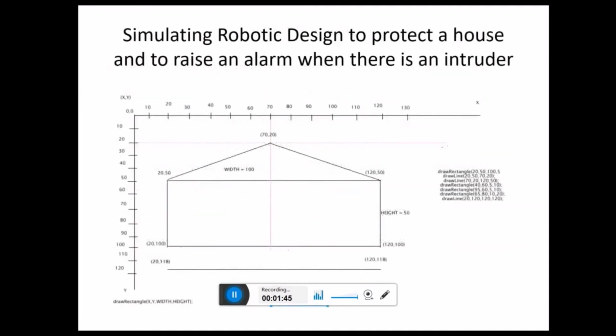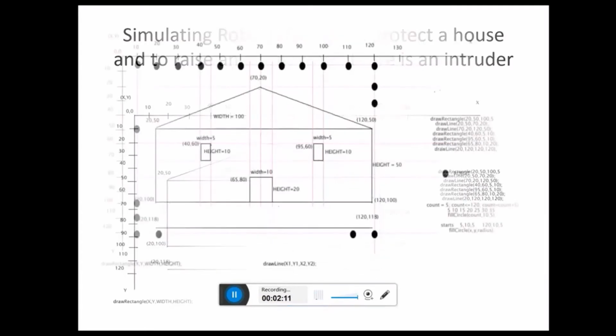So in this experiment, I'm going to simulate a robotic design that will protect a house and will raise an alarm whenever there is an intruder. The first thing I did here is to design the layout of my house based on the dimensions, and this will be built using JudoID. The programming language is Java.